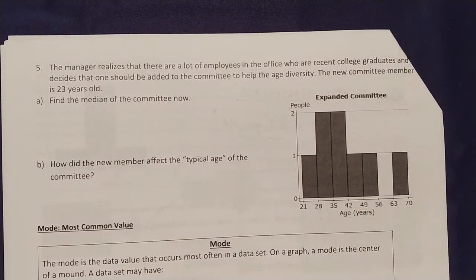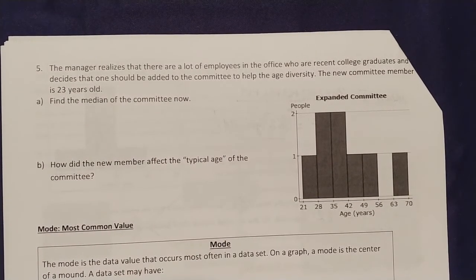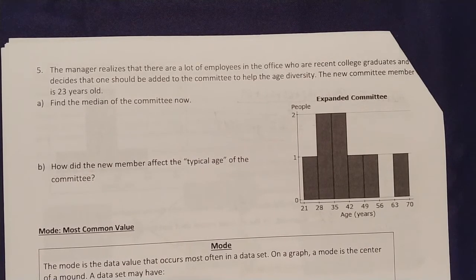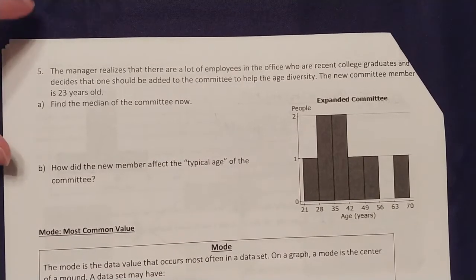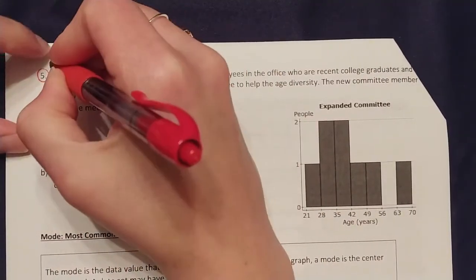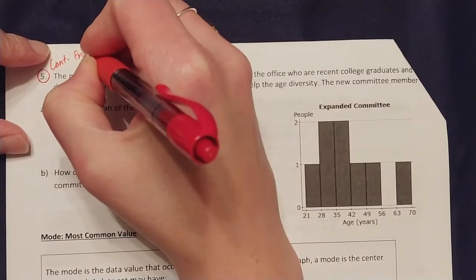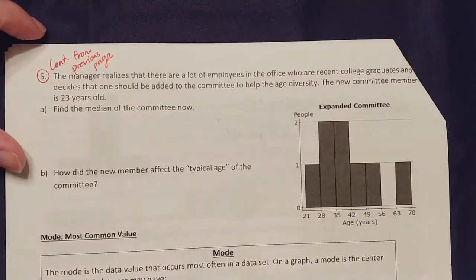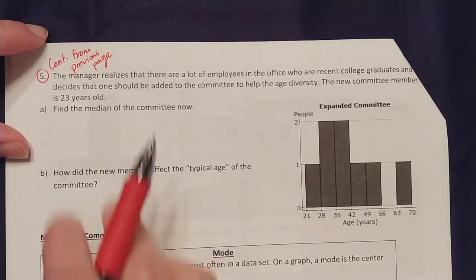All right, let's look at example five. So it says the manager realizes that there are a lot of employees in the office who are recent college graduates and decides that one should be added to the committee to help the age diversity. The new committee member is 23 years old. Find the median of the committee now. Okay, and so this is a continuation from the previous example. So let me write that here. Continue from previous page. Okay, so here we add a new person, 23 years old.